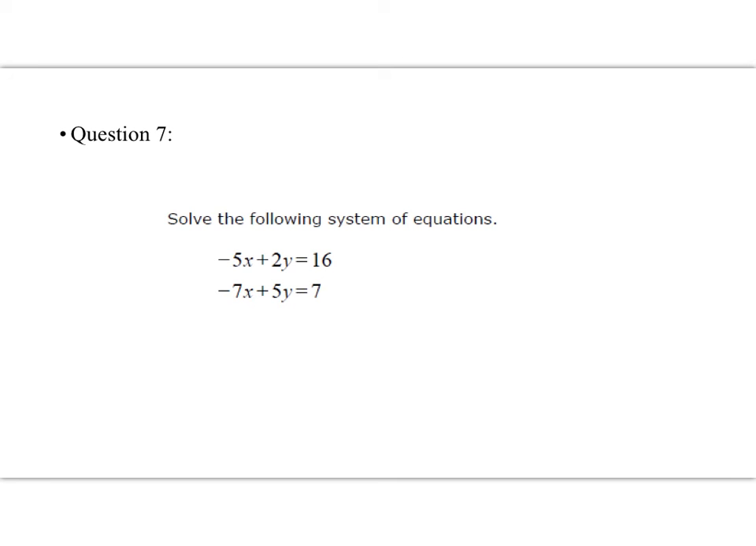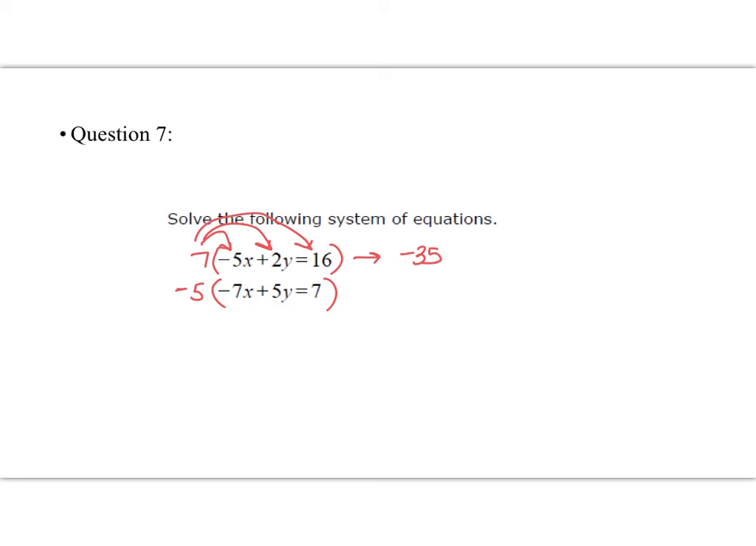So this is the type of systems of equation questions where you have to do some manipulation. So let's say I want to get rid of my x's. I need them to have the same number and they need to be different signs. So what I'm going to do is I'm going to multiply the top equation by 7. I'm going to multiply the bottom equation not just by 5, but negative 5, so that way it changes the sign.